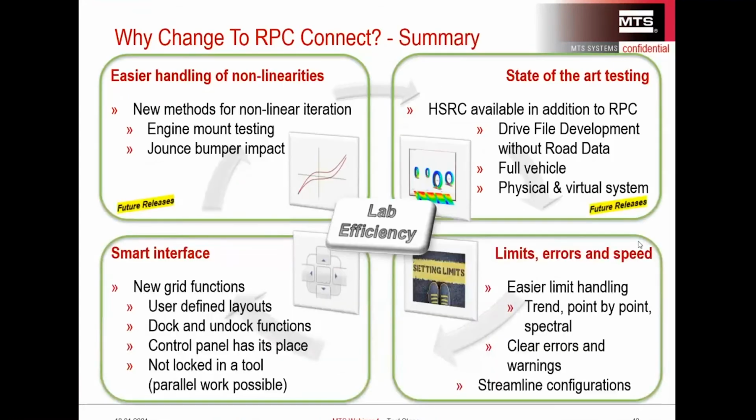And then finally, you have seen these slides, I think, more or less. As you already know, we are going to put in further releases like the handling of non-linearities. We are going to include the HSRC stuff. And of course, we talked about the smart interface and limits and error settings, which all in total should increase your lab efficiency. And this is the main reason for choosing RPC Connect. This will be a benefit for you when you have the software, and of course further development is going on in RPC Connect.